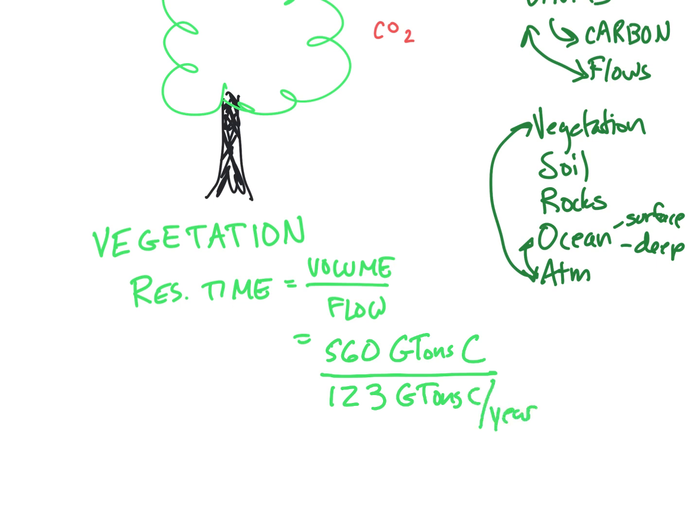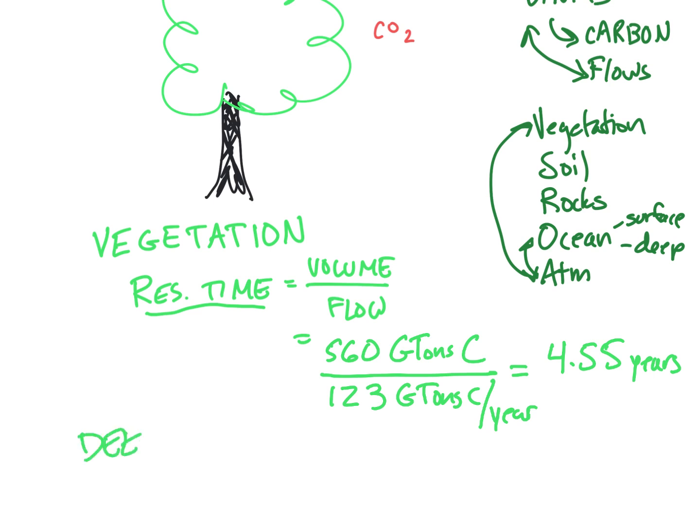So if you run the math on this, the residence time that's estimated globally for vegetation turns out to be 4.5 years. Of course, if you look at an individual plant, it can be different. This is just a global average, and it's useful to think about where things might be stored in a relatively short term. Vegetation tends to have a shorter residence time versus places like the deep ocean.